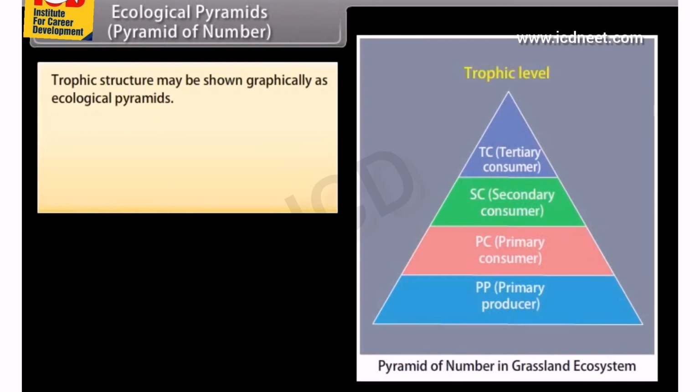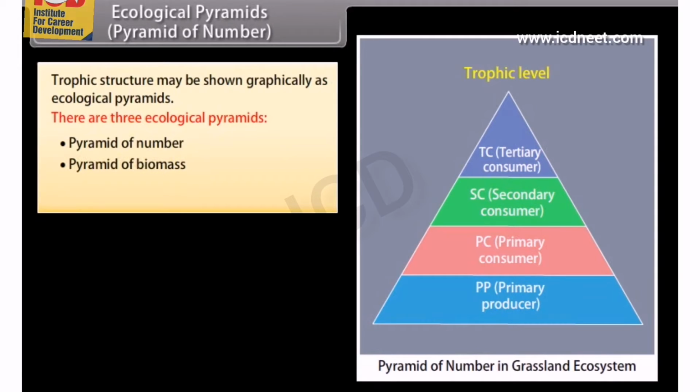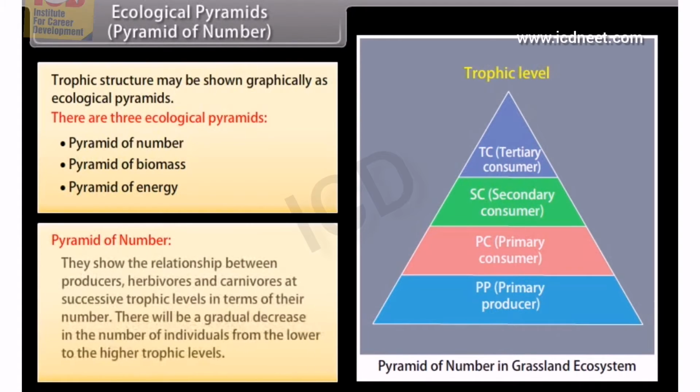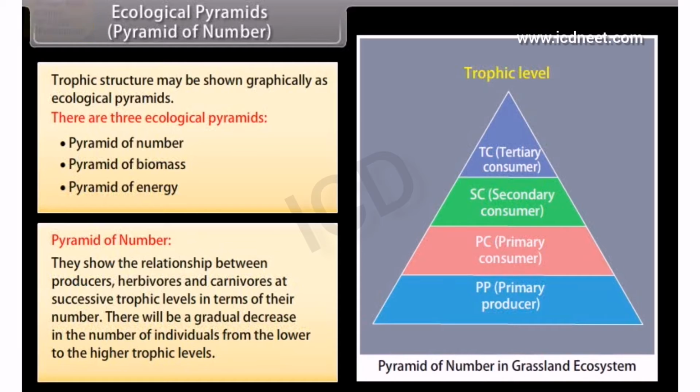Ecological pyramids. Pyramid of number. Trophic structure may be shown graphically as ecological pyramids. There are three ecological pyramids: pyramid of number, pyramid of biomass, pyramid of energy. Pyramid of number shows the relationship between producers, herbivores and carnivores at successive trophic levels in terms of their number. There will be a gradual decrease in the number of individuals from the lower to the higher trophic levels.